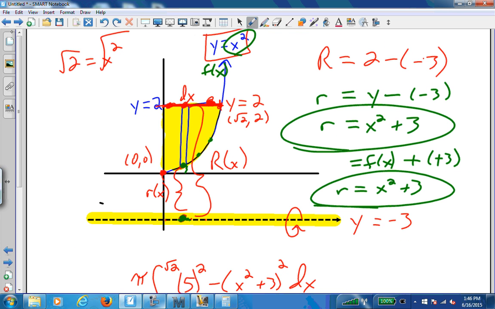So that's the disk method. I keep on calling it the shell method, but that's the disk method. Or in this case, since it's got a hole, also known as the washer method.